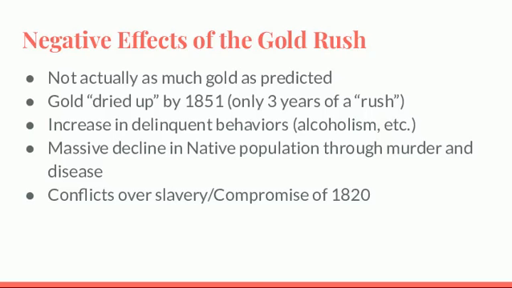The other thing is, too, increase in delinquent behaviors. The gold rush was only 3 years, and then all the gold was gone. And so all these people went in an attempt to get more money. They didn't get it. So alcoholism rises, drug use rises, suicide rates rises, different things like that. And then massive decline in the native population. We'll talk about that later. So from there, we have the next 8 minutes in class.